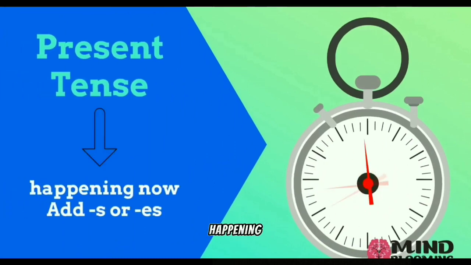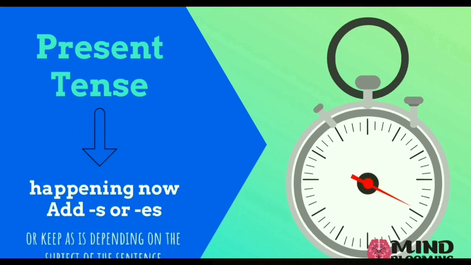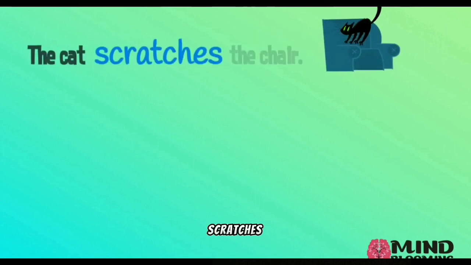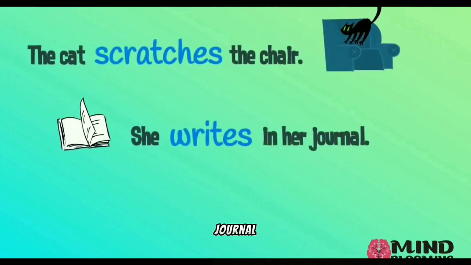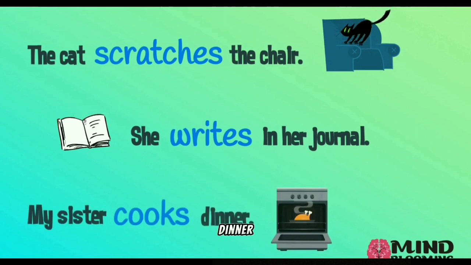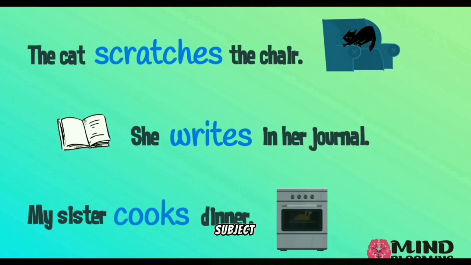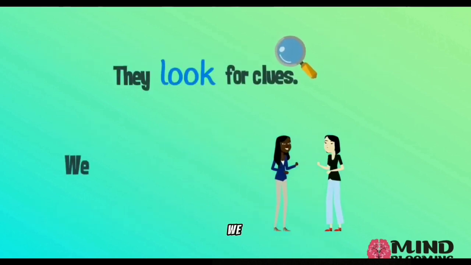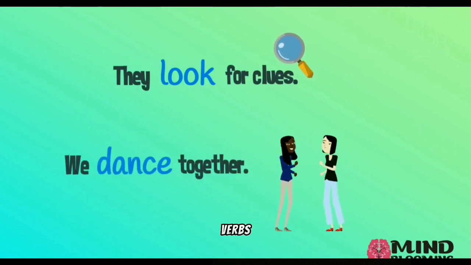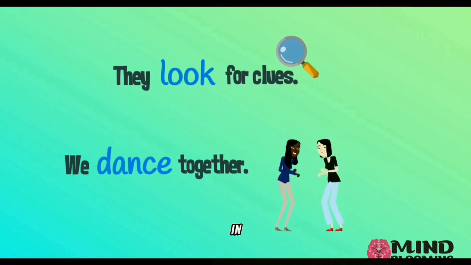Present tense means it is happening now. Depending on the subject in the sentence, I either add s or es, or I just keep the verb as is. The cat scratches the chair. She writes in her journal. My sister cooks dinner. For all these examples, we added s or es to the verb because the subject in the sentence is singular. They look for clues. We dance together. For both verbs, we did not add s or es. We left them as is because the subjects in both sentences are plural.